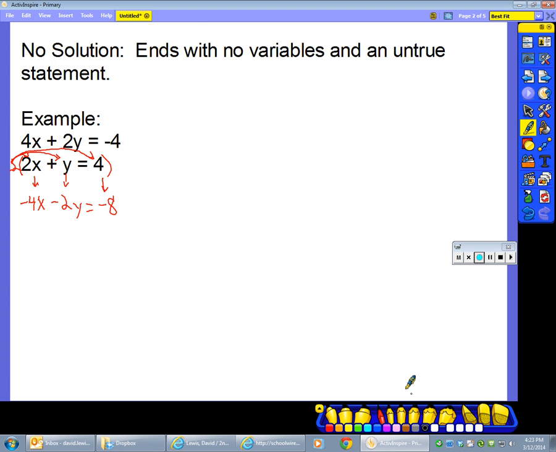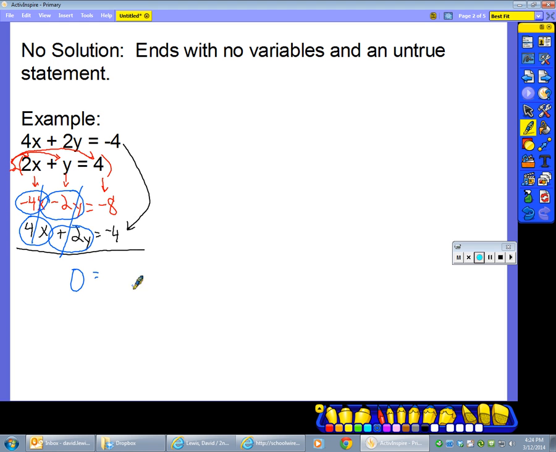Now I'm going to bring my first equation down to be with my second equation, just so that I can combine this stuff easily. So we have 4x plus 2y equals negative 4. Now that I've got my stuff lined up, I can start combining these two equations. A negative 4x and a positive 4x eliminate each other. And a negative 2y and a positive 2y are also going to eliminate each other because they're opposites. So on the left side of my equation, I've got 0. And a negative 8 and a negative 4 gives me a negative 12.